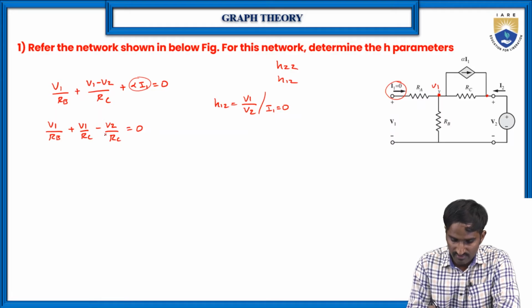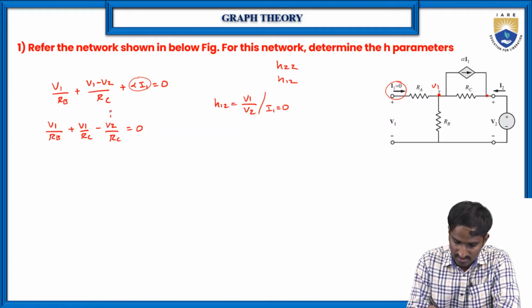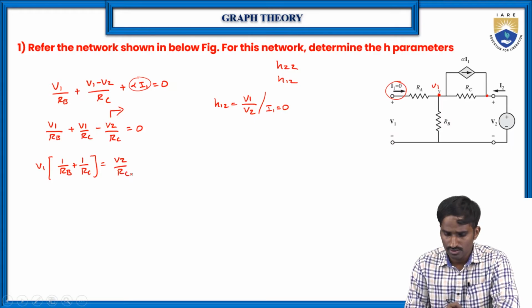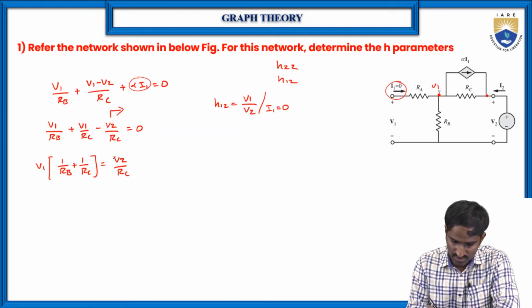Of course, anyway here V1, V2 are there. So let me take here, just send V2 this side and take the V1 as a common. So if you take V1 as a common, here it will be 1 by RB plus 1 by RC which is equal to V2 by RC. Right. So V1 by V2. So just send this side and this one to this side.